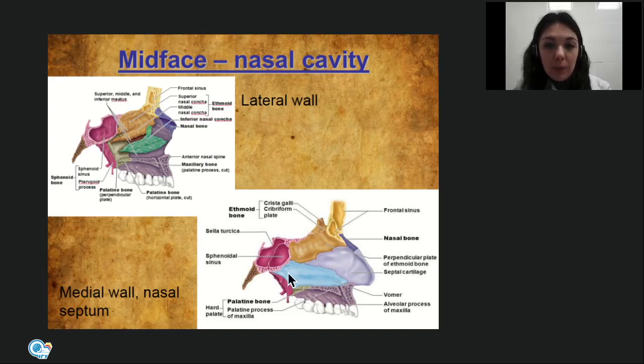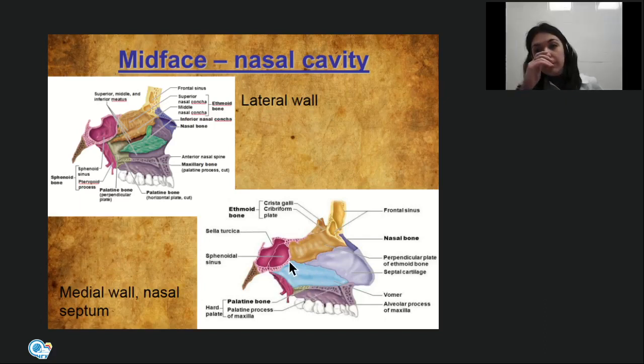So the nasal septum has two parts, the cartilaginous part and the bony part. Anteriorly, there is the cartilaginous part that is represented by the septal cartilage. And posteriorly, there is the bony part that is formed by the perpendicular plate of the ethmoid bone superiorly, and the vomer, and the nasal spine.